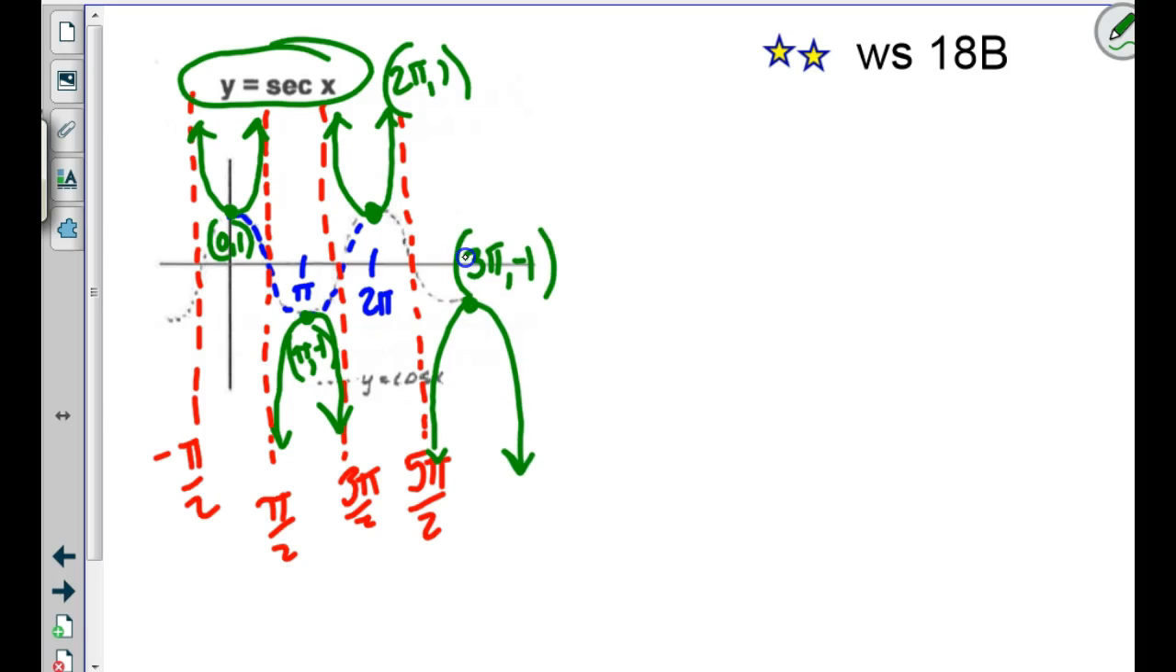All right, so you graph the reciprocal graph first. You find the asymptotes wherever it was crossing 0, or the midline, and then you flip them all over.